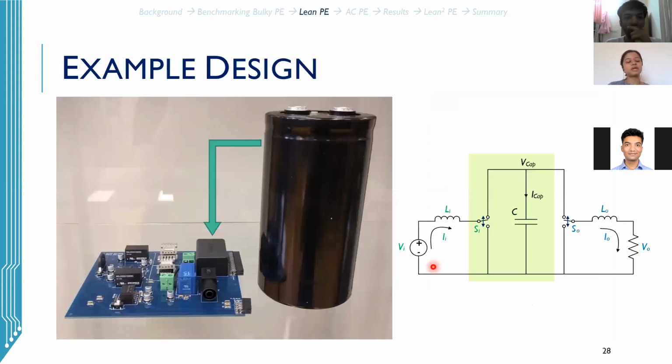So the consequence of this is as shown here visually, wherein this module represents the half bridge circuit, and we see that we're using a small capacitor as opposed to a bulky capacitor. I'm going to talk about this in detail in just a few slides.